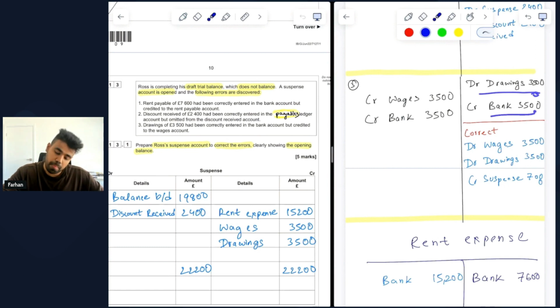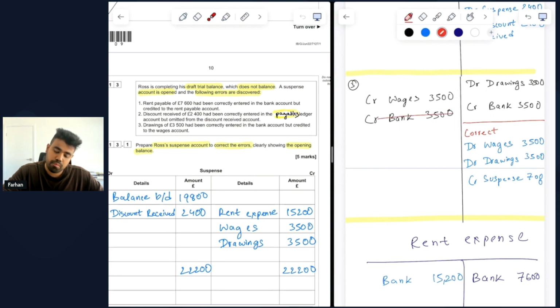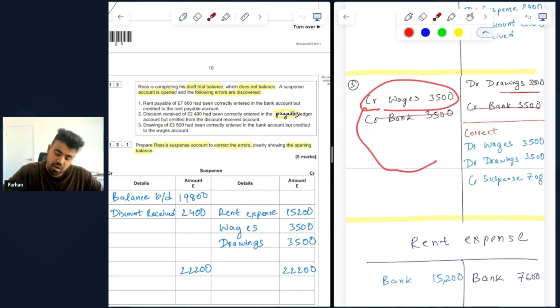So how do we correct everything now? So how do we go from here to here? You see, the bank has been correctly recorded in both cases. So we can just cancel our bank to begin with, because that is not where the mistake is. The mistake is with regards to the drawings that should have been recorded, but instead they have ended up recording wages.